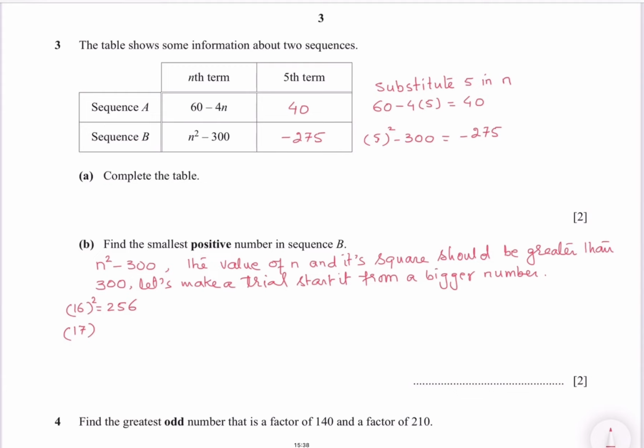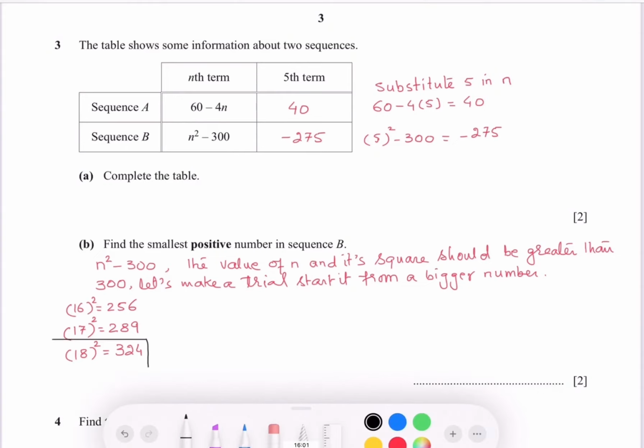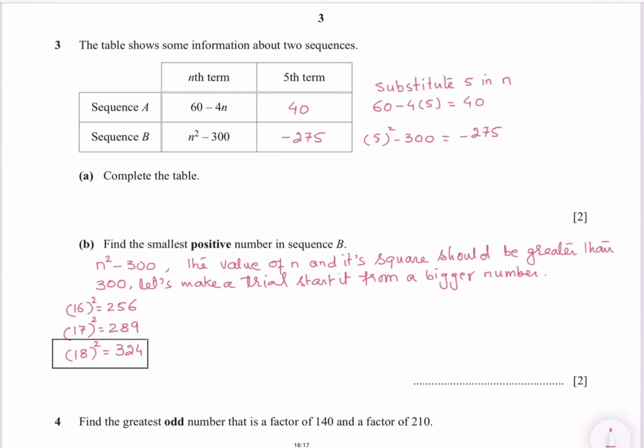No, it is lesser than 300. So in n you write 17 and square it. This is 289. So it's still less than 300. So 18 squared gives you 324, which is bigger than 300. Now subtract 300 from 324. So you will get the smallest positive number in sequence B, and that is 24.